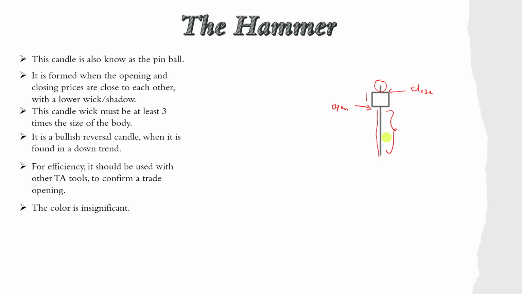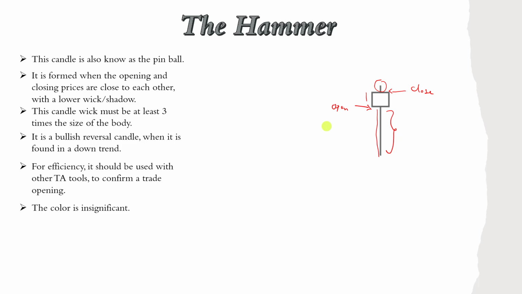The color is very insignificant. What we mean by that is that if you look at the end of a downtrend, you might see that the hammer candle formed is bearish. What we mean by bearish is that maybe the candle is red, so it is still serving the purpose of a hammer candle.